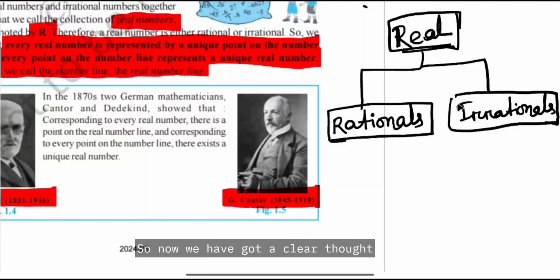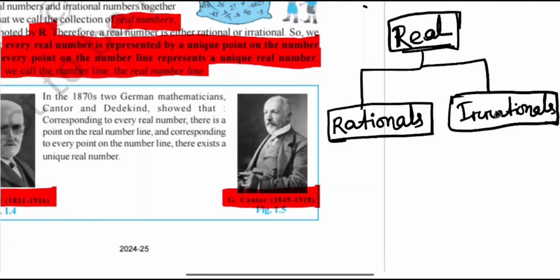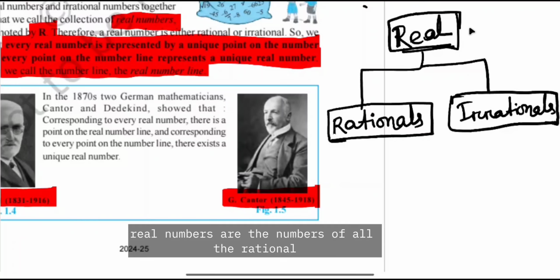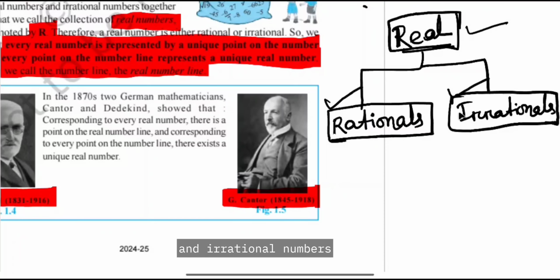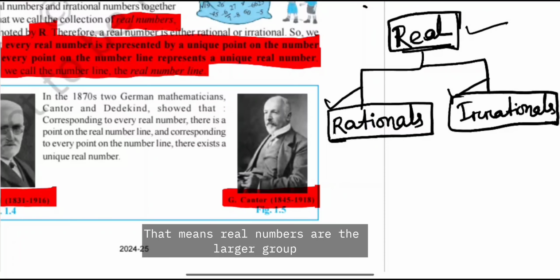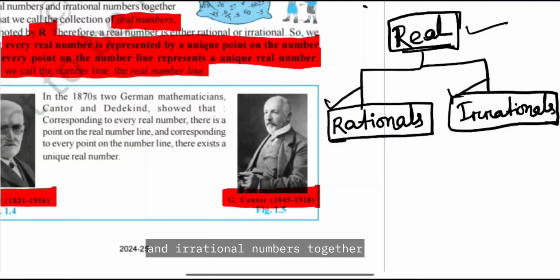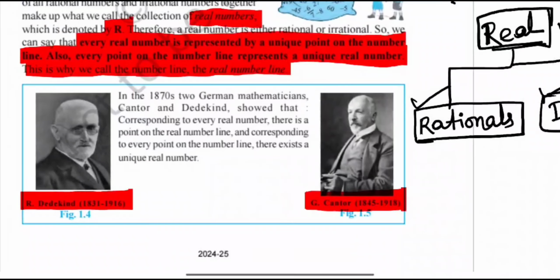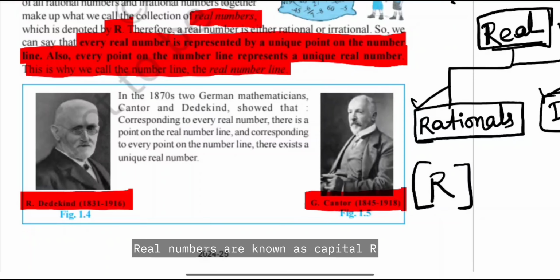So now we have a clear idea about what we were reading: real numbers are the larger group which contains all the rationals and irrationals together. Basically, real numbers we denote as capital R. Right, real numbers are known as capital R.